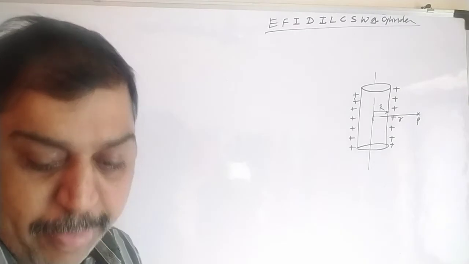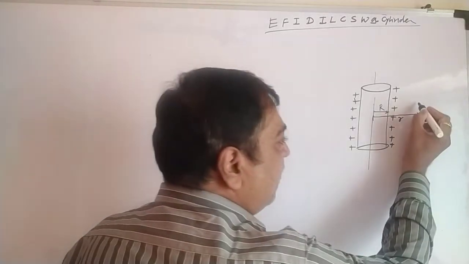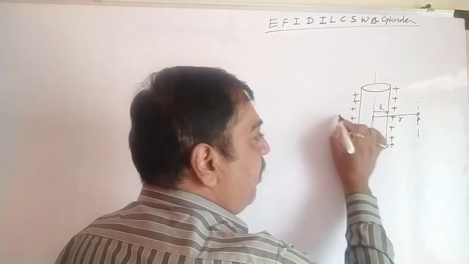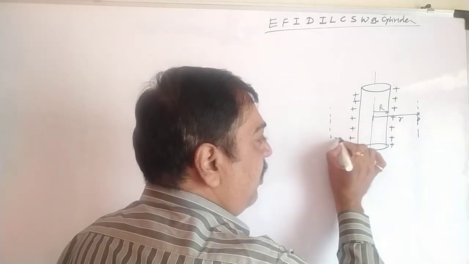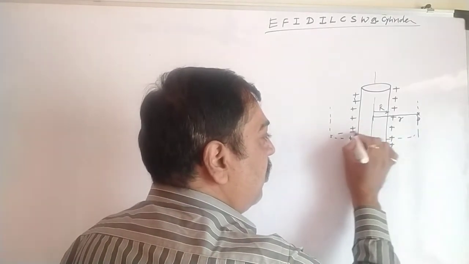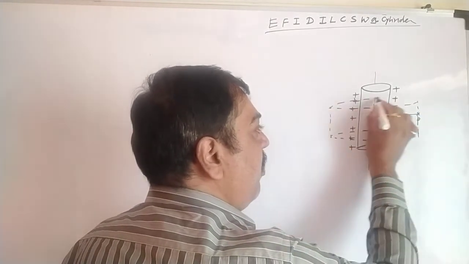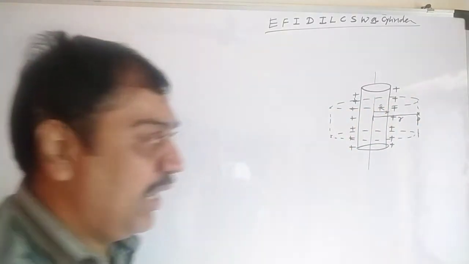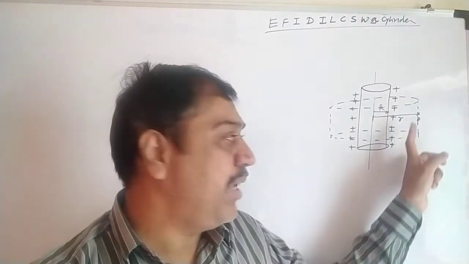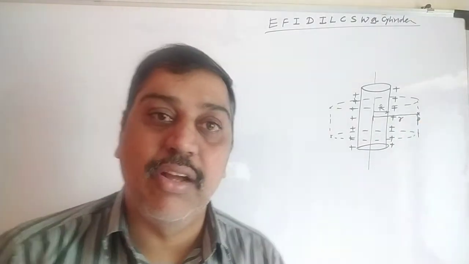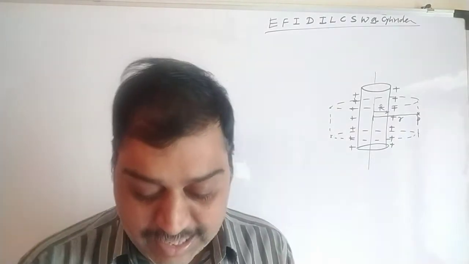So what should we do? We have to draw the imaginary cylinder with point P on the surface of that cylinder. So let us draw this dotted line, the Gaussian surface or Gaussian cylinder. I have drawn this by a dotted line such that this point P comes on the surface of this Gaussian cylinder, or Gaussian wire, we can say.